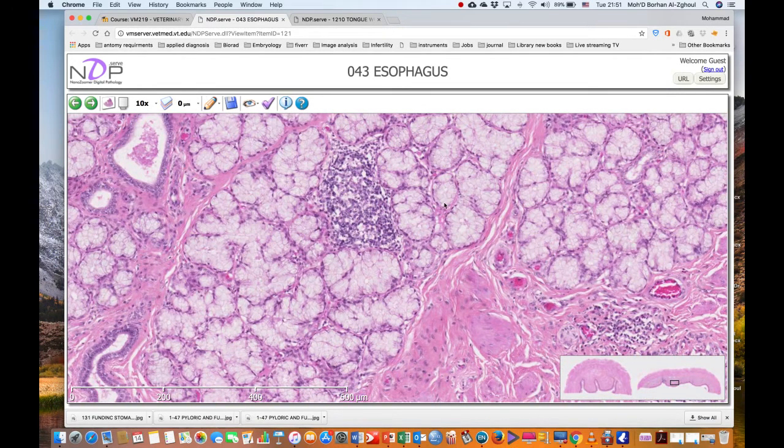And as I said in the lecture, the gland is only found in 2 areas, in the submucosa of the esophagus, and also in another organ, the duodenum.